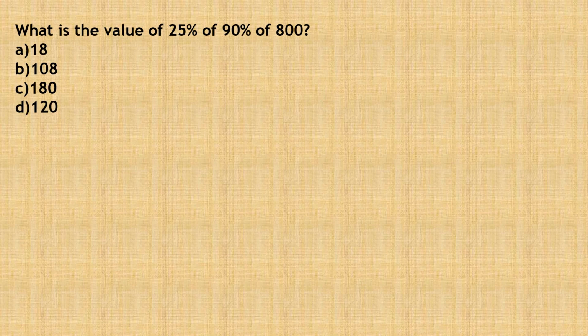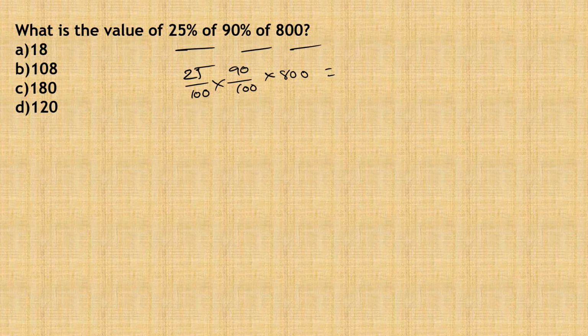What is the value of 25% of 90% of 800? 25% is, I'll write here not in fraction form, simply 25 by 100 to help you understand. 90% is 90 by 100, into 800, and you need to find the value. You can cancel out the zeros here. 25 4s are 100, 4 2s are 8, 90 into 2 is left, that is 90 into 2 equals 180. That is the answer.